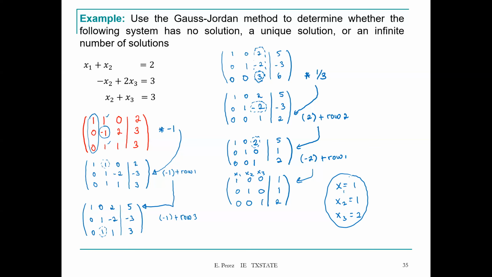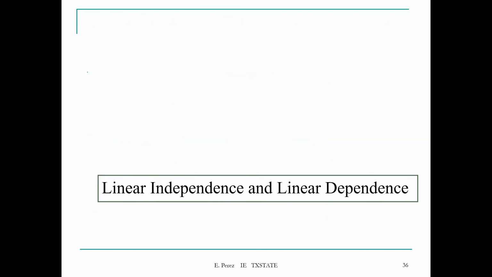So we get a solution for this set of linear equations: x1 equals 1, x2 equals 1, x3 equals 1. So if you substitute that into this group of equations, you should get the same values on the left. So 2 equals 2, 3 equals 3, and 3 equals 3. Good. So now we are going to move to discuss the concept of linear independence and linear dependence.